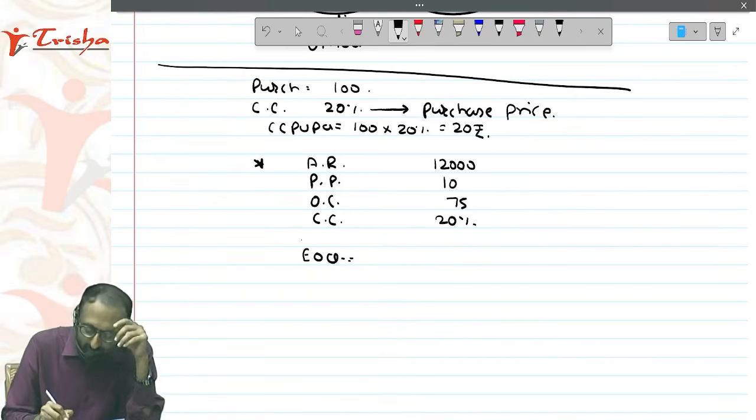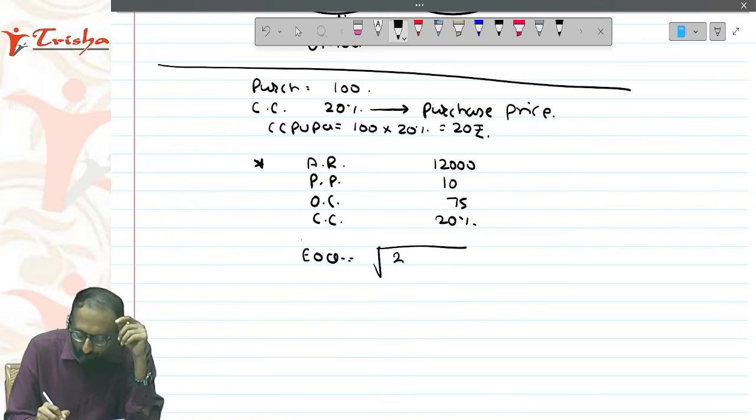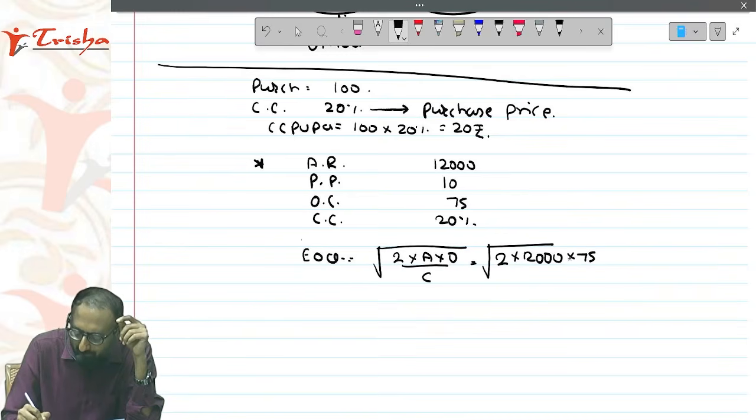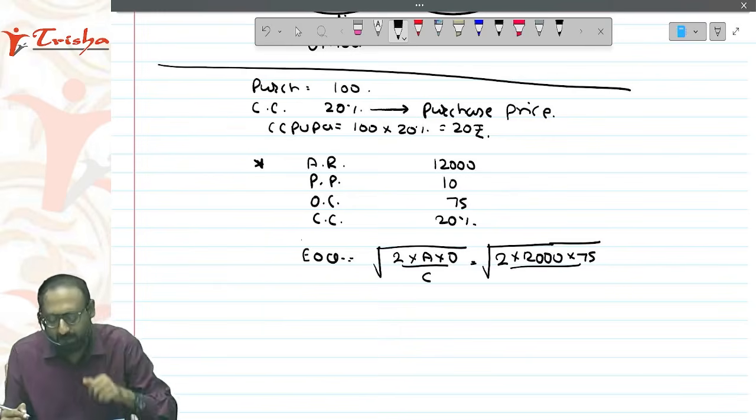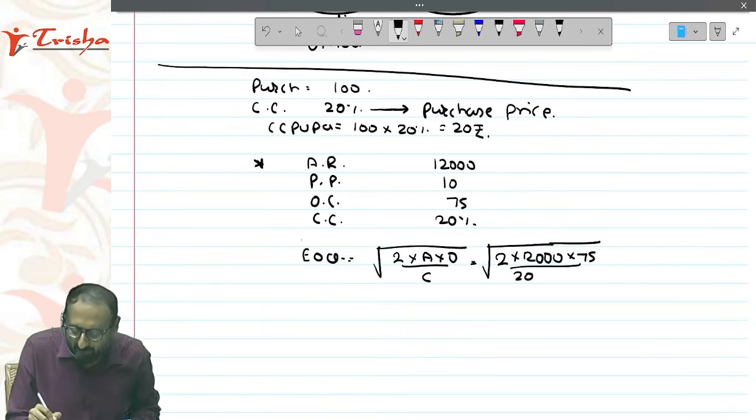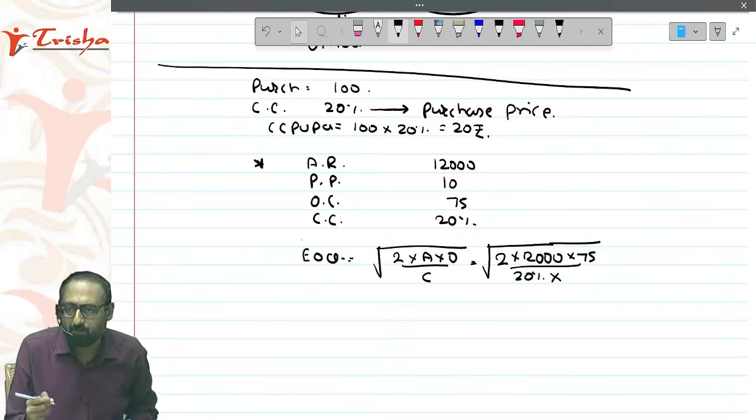How much is your economic order quantity, Sarji? Under root of 2 into A into O divided by C. So under root of 2 into annual requirement, which is 12,000. How much is your ordering cost per order? Is it 75? How much is your carrying cost per unit per annum? Is it 20%?